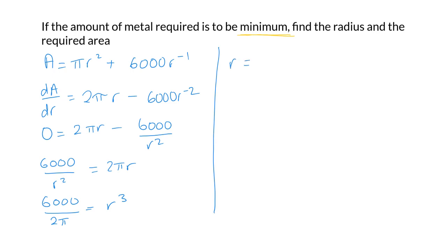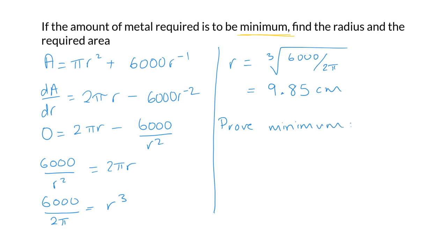So that means r is the cube root of 6,000 over 2 pi. And remember, we should be given things to 3 significant figures if we need to. So it turns out to be 9.85. Now, even though the question doesn't ask, you have to prove that it's a minimum.